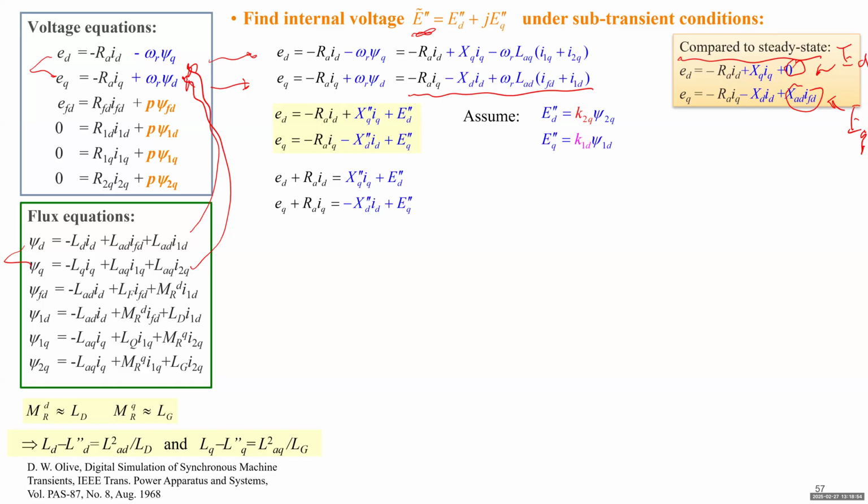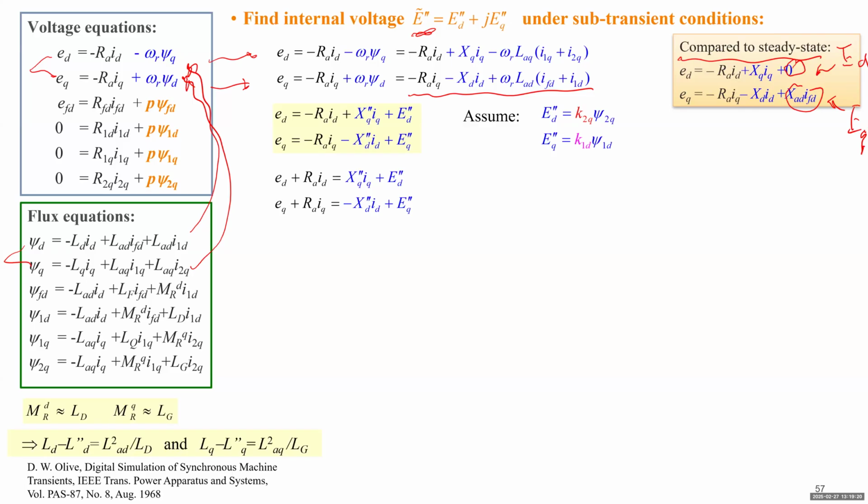This is the same. So EQ double prime has to be proportional to psi 1d. Psi 1d is the faster dynamic in the D axis compared to the field flux linkage. Is this clear? Yes. It has to have a coefficient. It cannot be one.